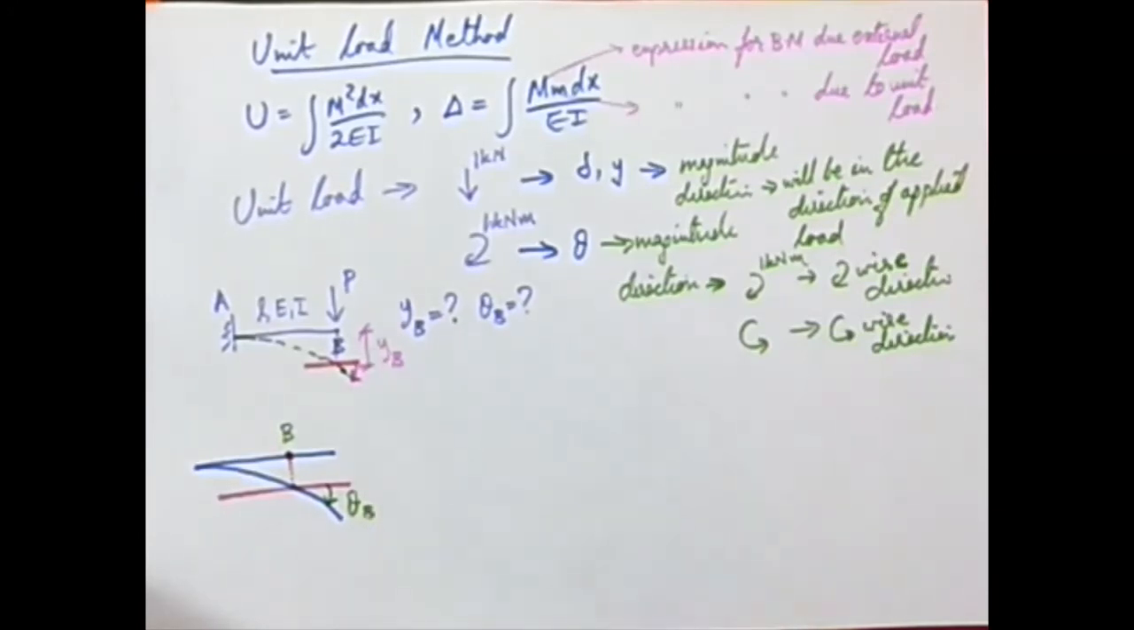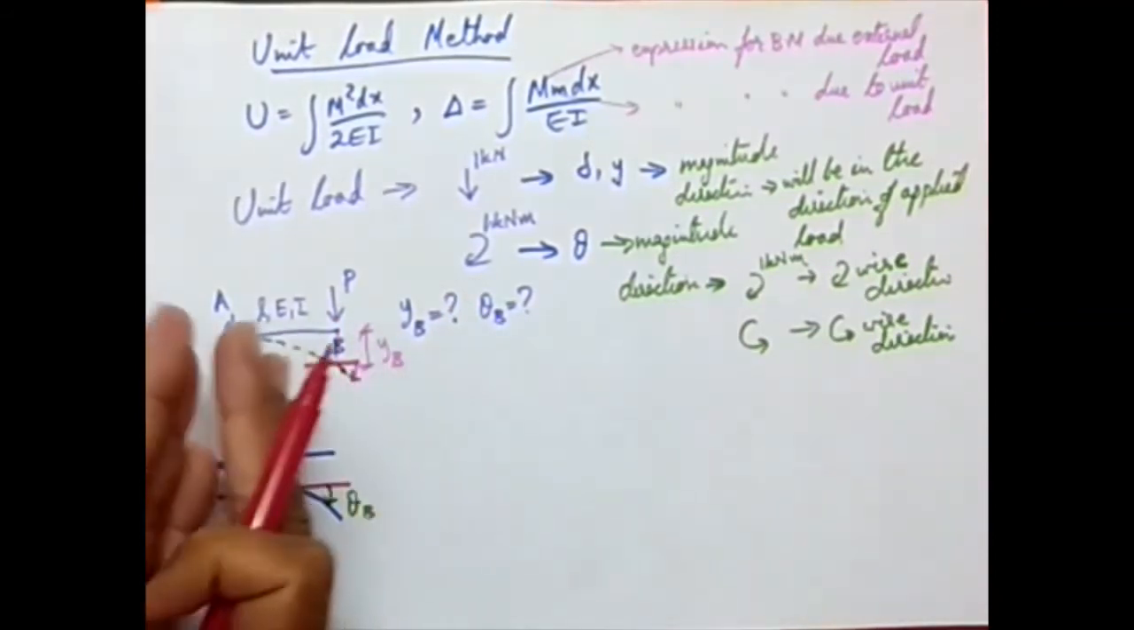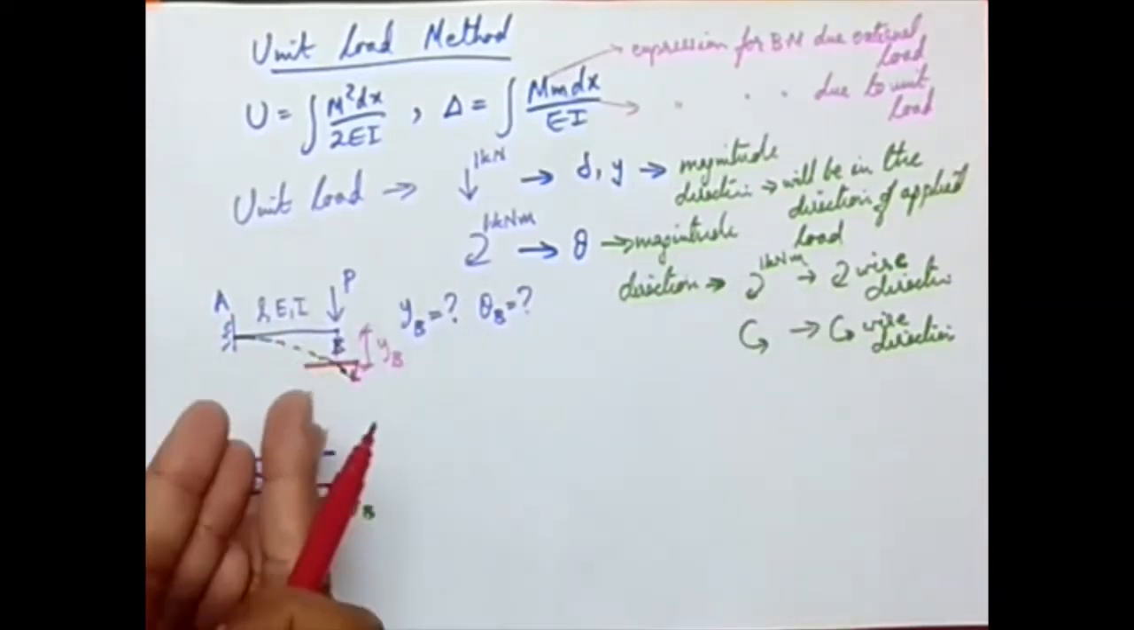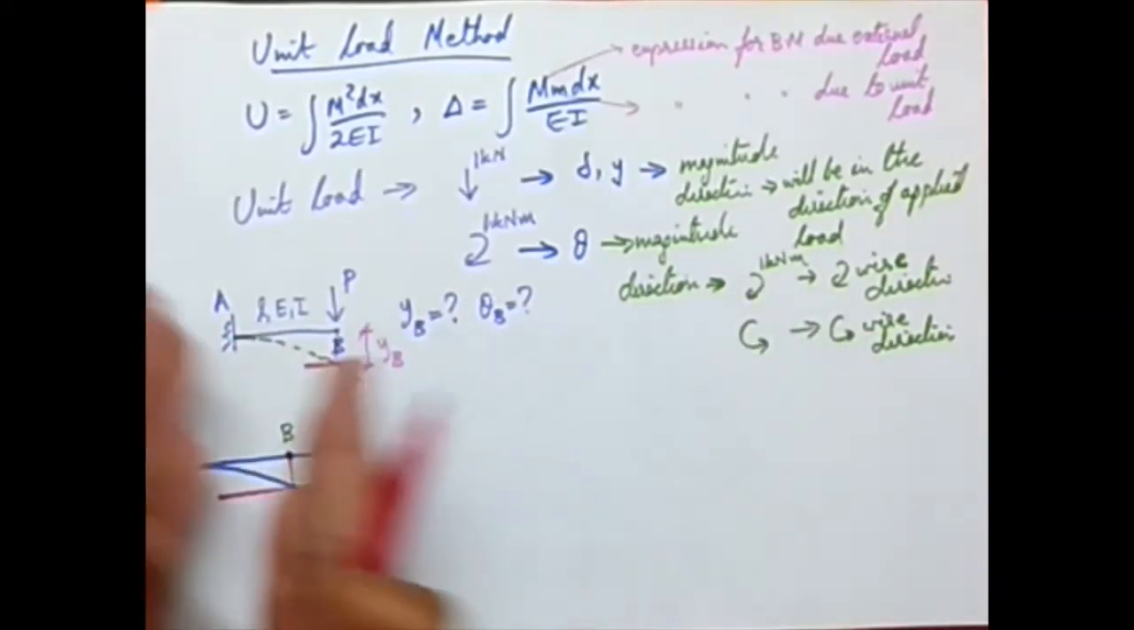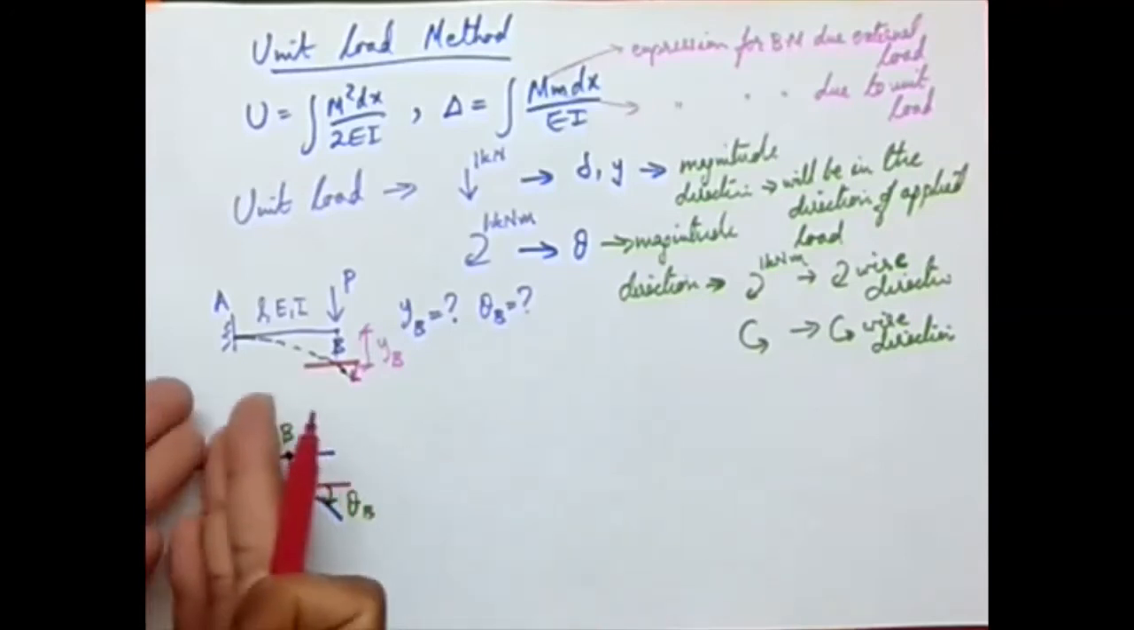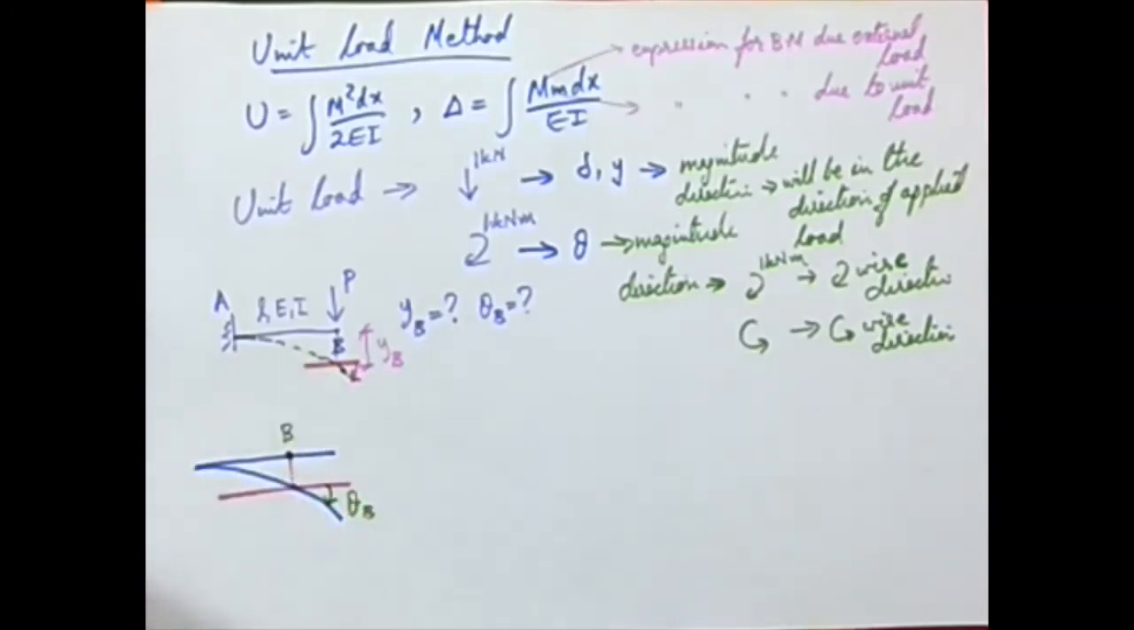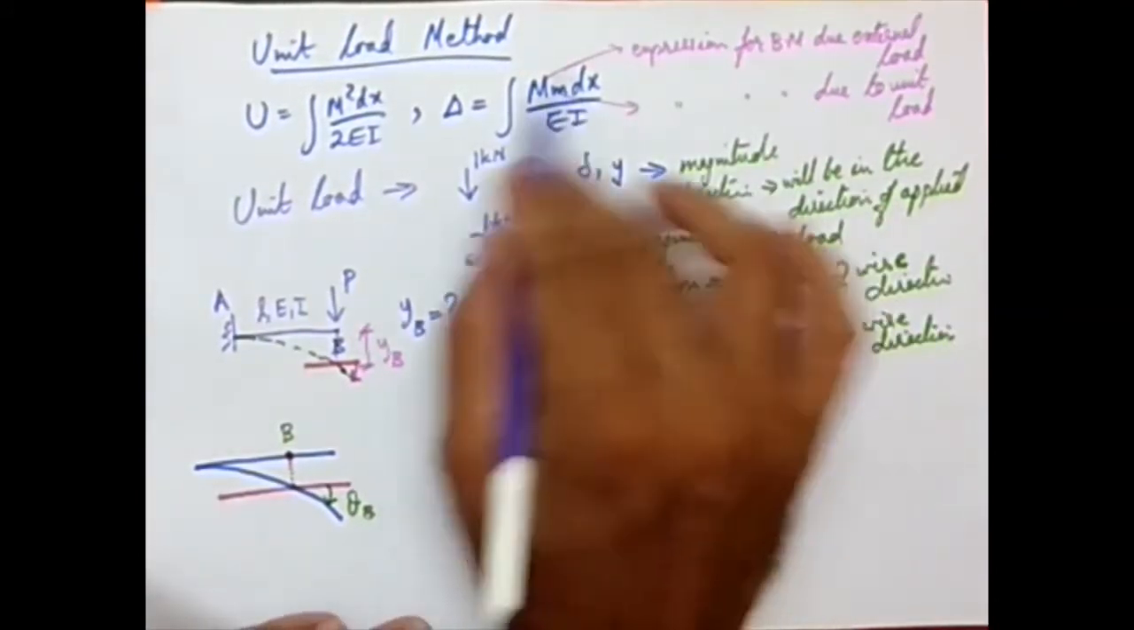We have the directions, but we don't know the magnitudes. It's a simple load, so we can predict the shape. If there are 3 or 4 or 5 loads acting together, we may not be able to plot the displaced profile this easily. In such a case, we may have to go for the calculation part. Here also we want to get the magnitude, so we are moving into the calculation.